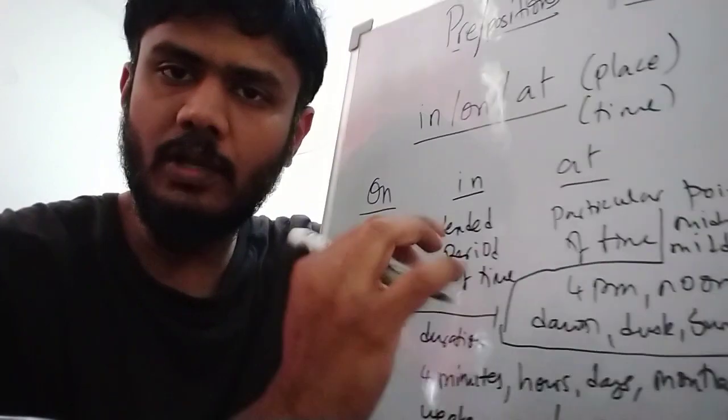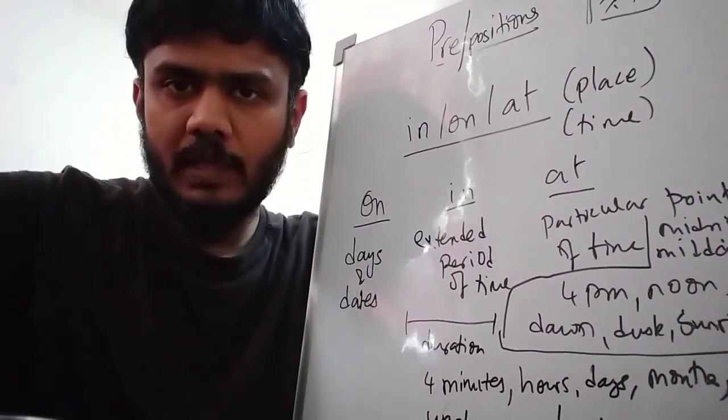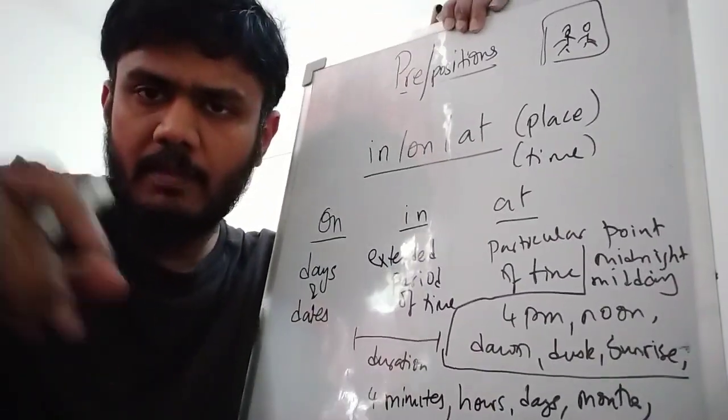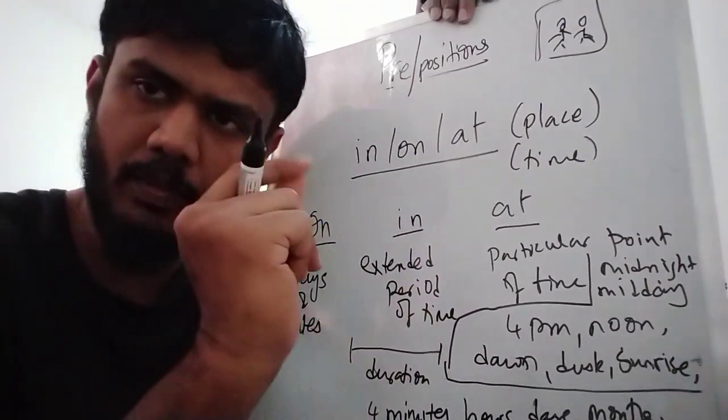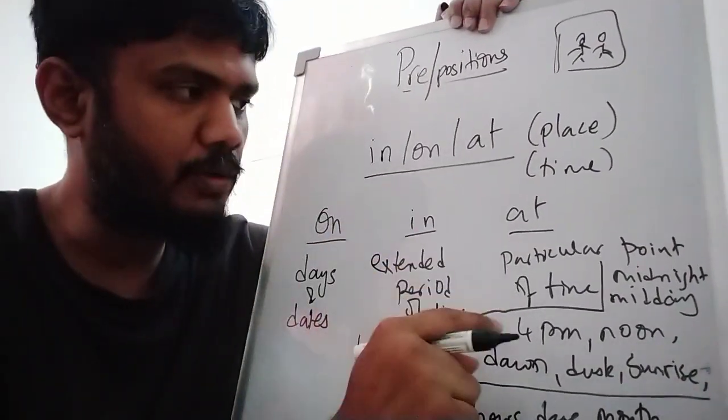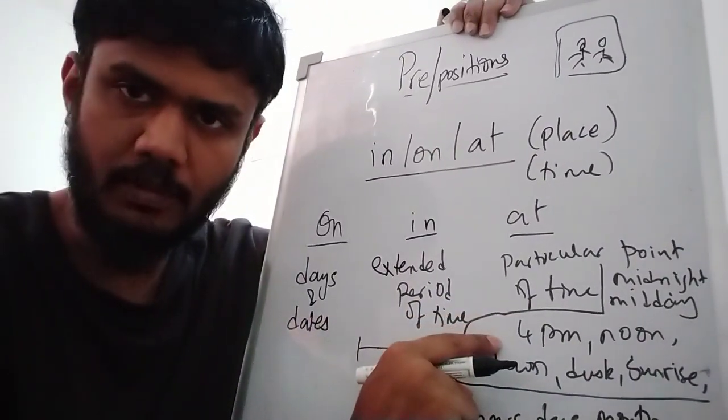Yeah, so any particular point of time, it could be 4 p.m., 5 p.m., 5:35 p.m. So any specific point of time, it's only one point of time. Then you can use at. All right.